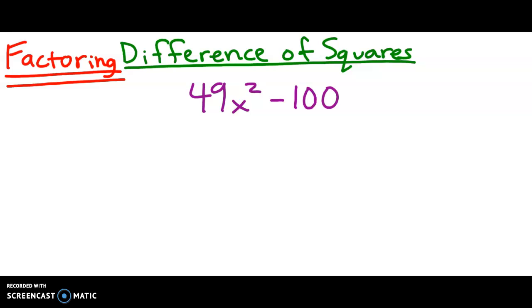Okay guys, so we've been factoring for a while now, and in this video, there is a shortcut for when you find yourself with a difference of squares.